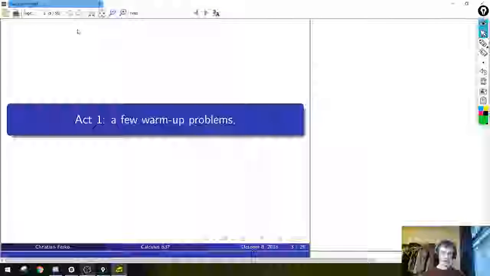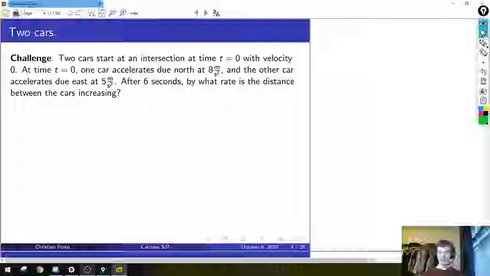Okay, so first some warm-up problems, which I will mostly ask you to do. Here's a nice problem statement. I'll do a little drawing for you and then ask you what I should do. So we have two cars who begin at an intersection, which for convenience I'll put at the origin, at time t equals 0. They both start with velocity 0, so you can think of this as two cars at the intersection at a dead stop. At time t equals 0, they both hit the gas, so they begin to accelerate.